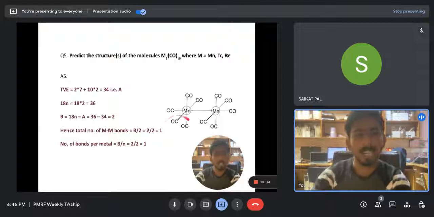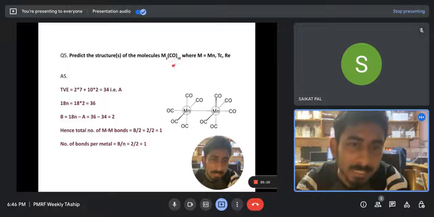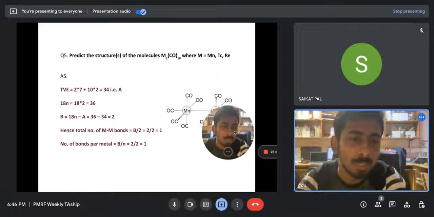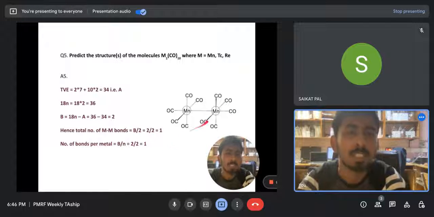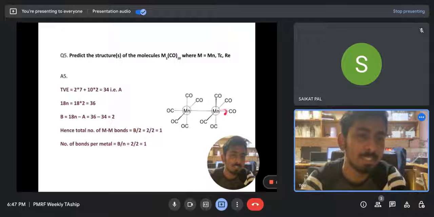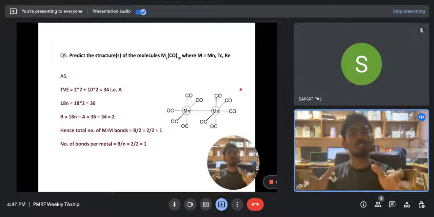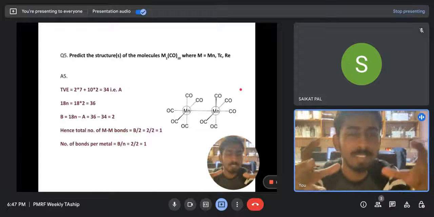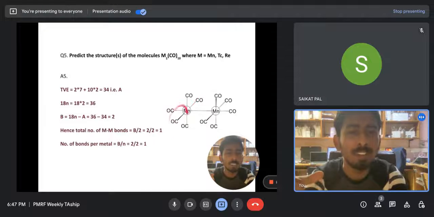So here you can see there are total 10 CO molecules. So 5 COs are bonded to this manganese, and 5 COs are bonded to this manganese. So they are actually singly bonded. So the structure of the molecule is as follows: this Mn singly bonded, and 5 CO to this fragment, so 5 CO in this fragment. So basically Mn2CO10 or any M2CO10 is a joint venture of this MCO5 moiety.